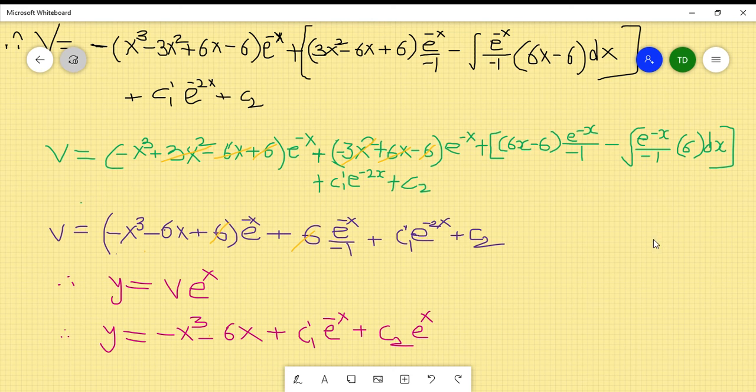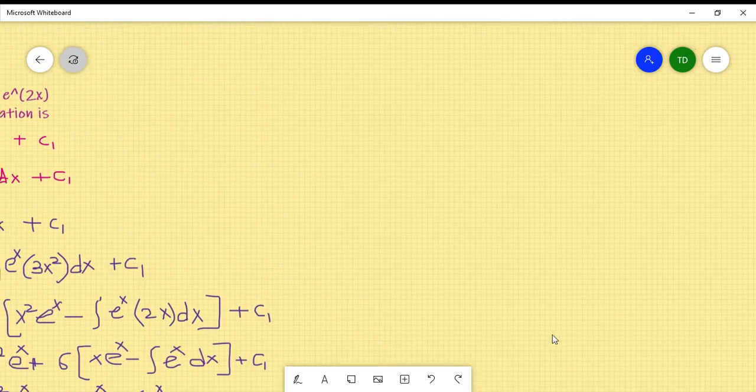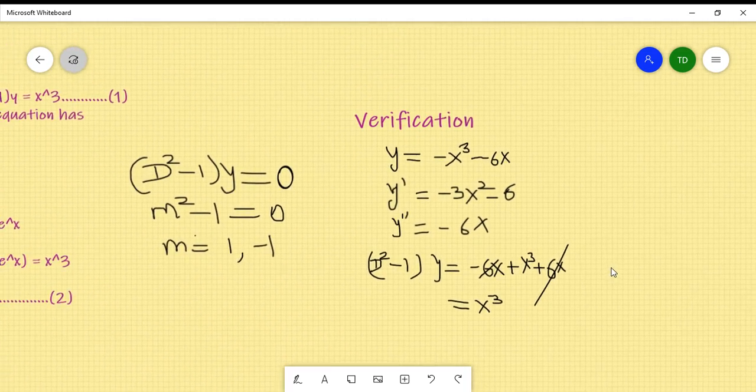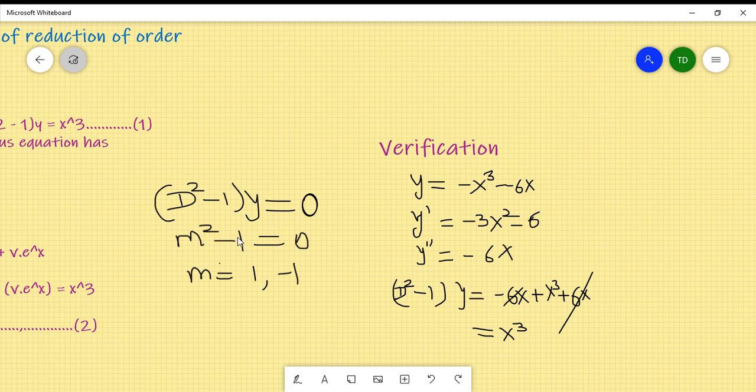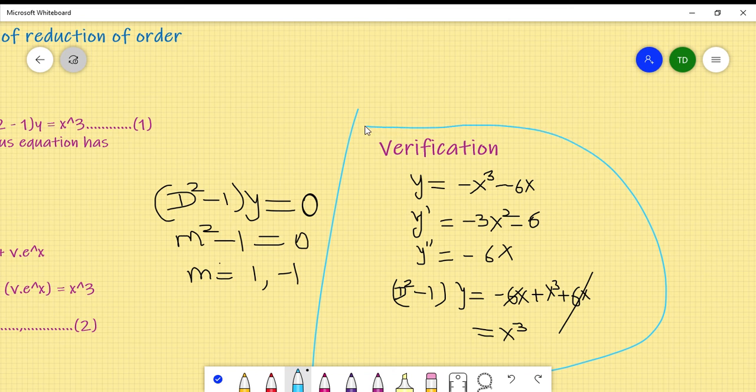So let us verify this. We can verify very easily. Okay, this is only the verification part. We take y is equal to minus x cube minus 6x. Its derivative will be minus 3x square minus 6. Again its derivative is minus 6, and we put it in the given equation's left hand side.